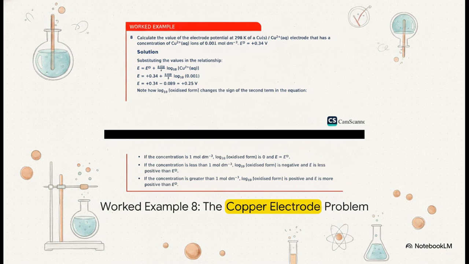To get to that answer, we're going to deconstruct a specific scenario straight from our source material. Worked example 8. It's the copper electrode problem. Here, we're tasked with calculating the value of an electrode potential at 298 Kelvin for a copper electrode. So we're talking solid copper and aqueous copper 2+ ions. Now, pay close attention to the parameters we're given here, because they basically form the foundation of our entire calculation.